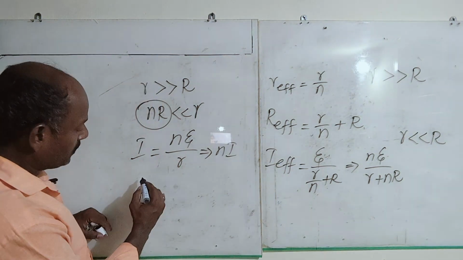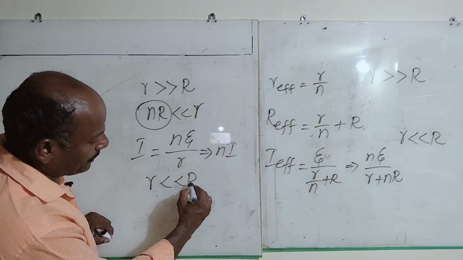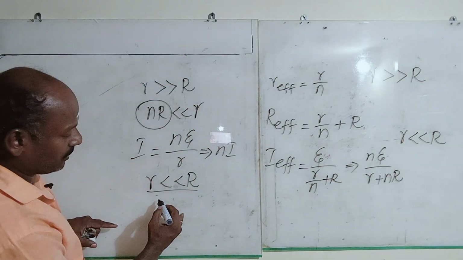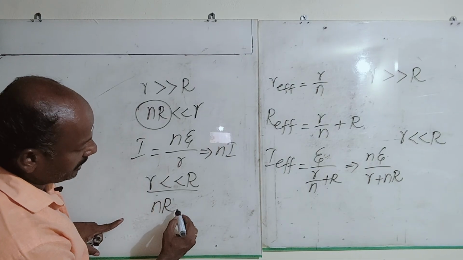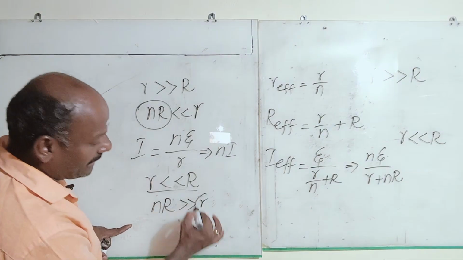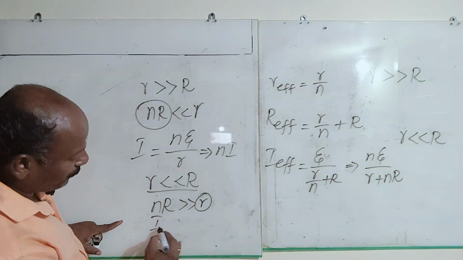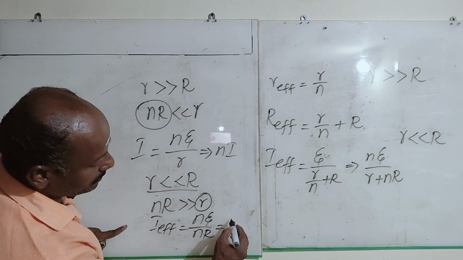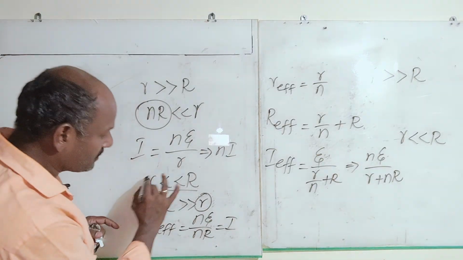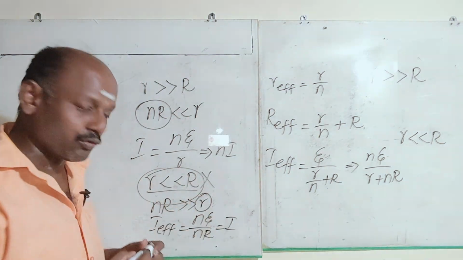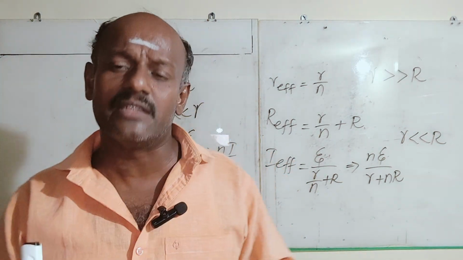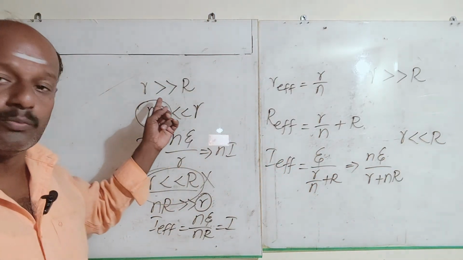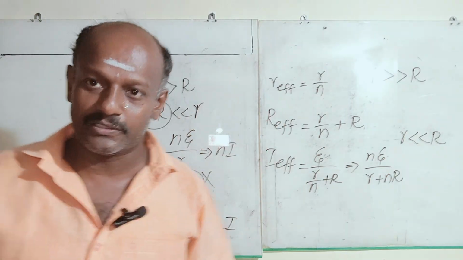Thus, in parallel, if the internal resistance is much smaller than capital R, once again I substitute the formula value here, and I will get n times r will be much greater than R. I can neglect this small r, so I will get I effective equal to n times E divided by n times R, which will be equal to I. So this combination won't give any advantage to me. So when the cells are connected in parallel, the internal resistance should be greater than the external resistance.